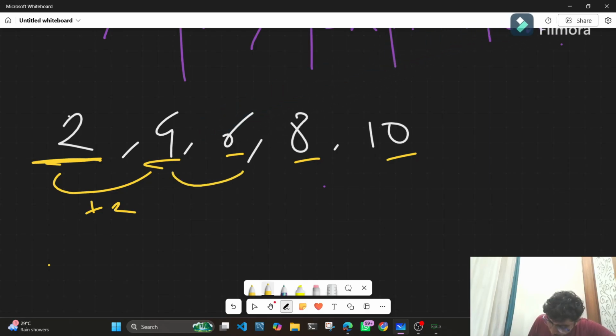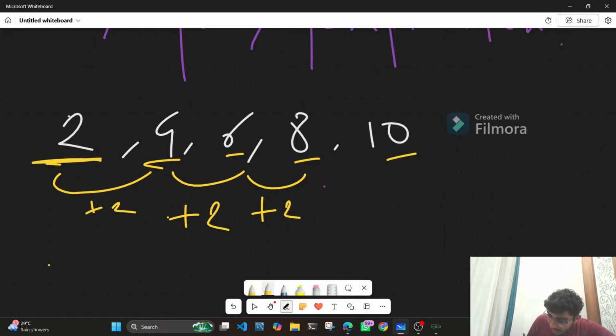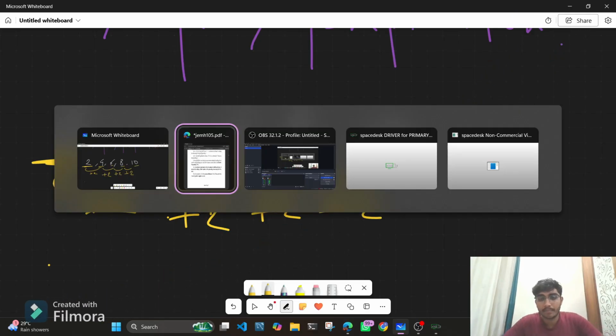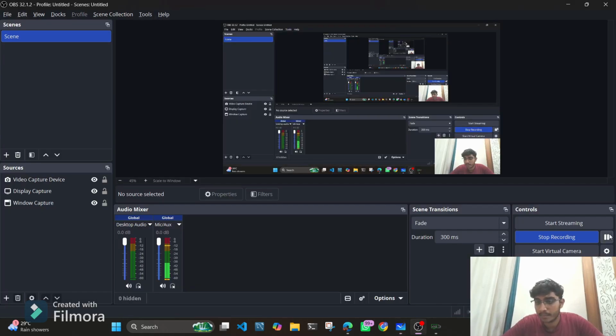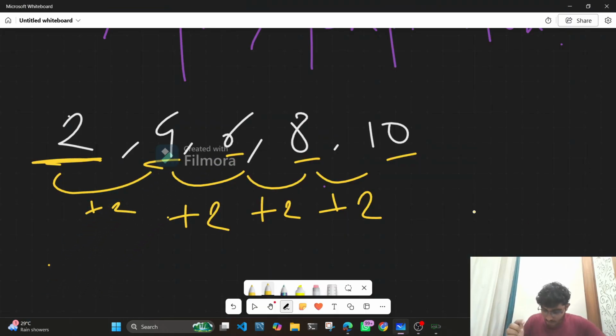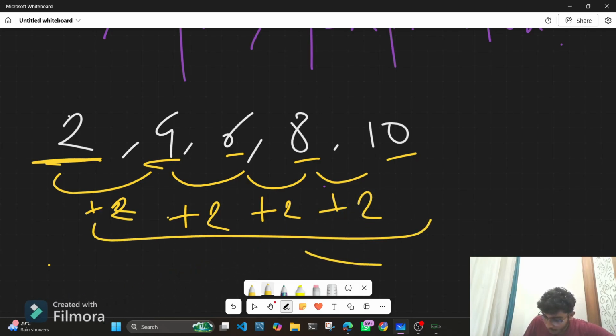Similarly, if I add 2 to 4, then I get 6. If I add 2 to 6, then I'll get 8. And if I add 2 to 8, then I'll get 10, right? So when we add 2 to each of these numbers individually, we get the further numbers. As you can see, plus 2 is a common number, so it is a constant. We are only adding 2, right?